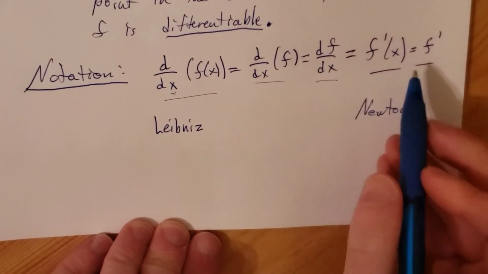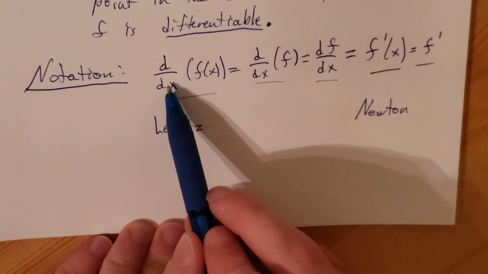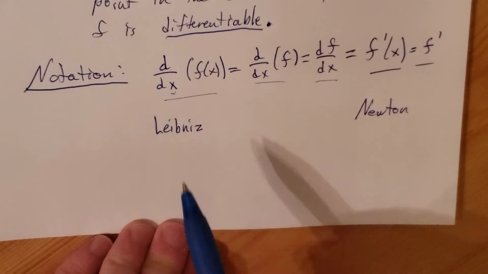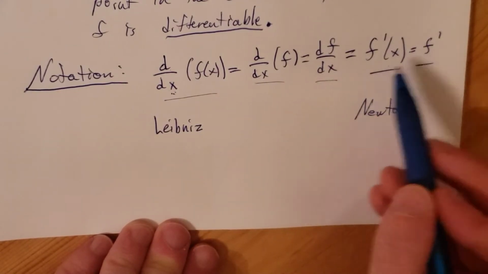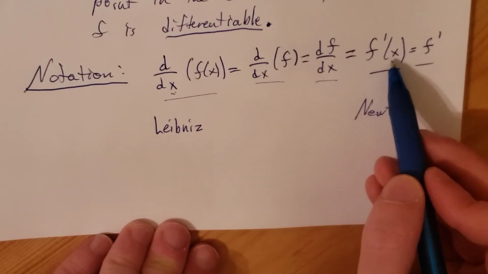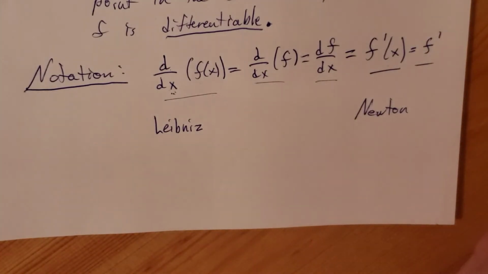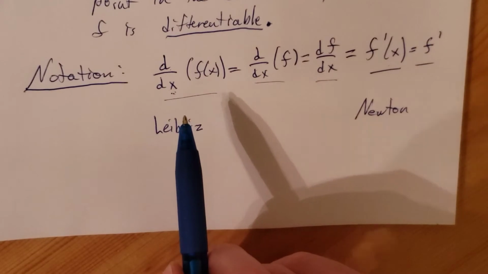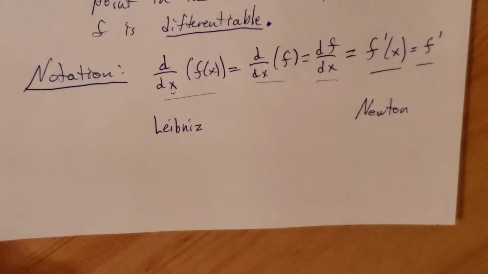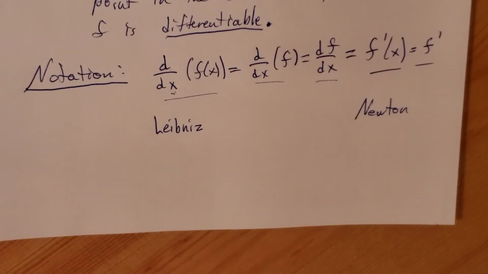So Newton's notation is f prime of x. The Leibniz notation is d dx. Now, when we are talking about one variable functions, honestly, most often f prime of x or f prime is written because it's a little bit shorter notation. But when we discuss functions with multiple variables, Leibniz notation tends to be a bit more commonly used and is a bit more explicit with what we are looking for.